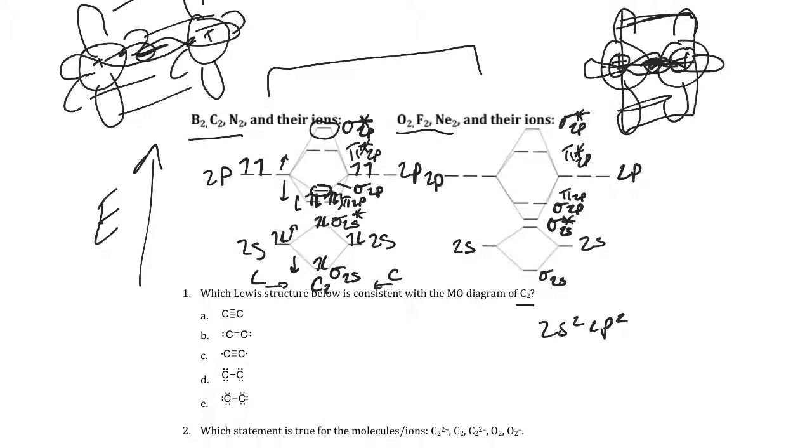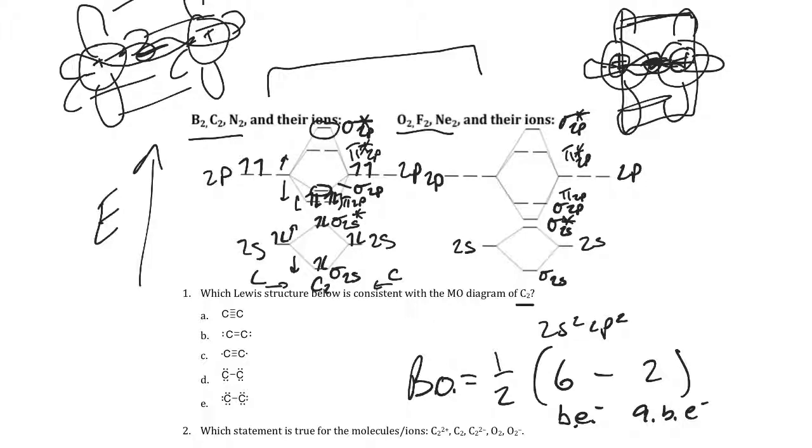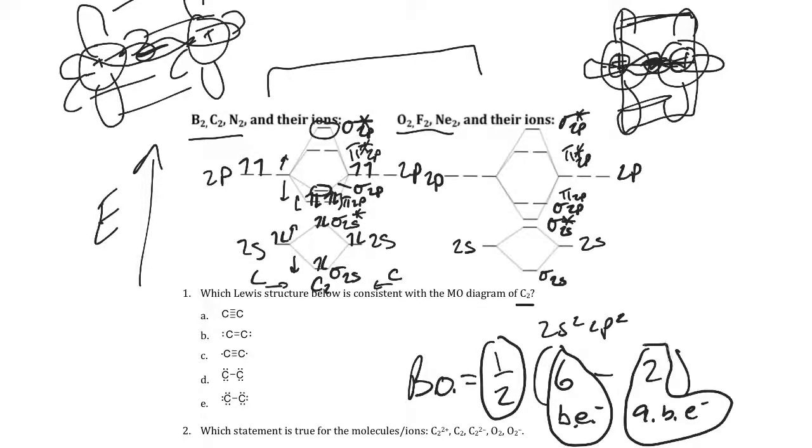And so C2 would look like, from the MO diagram, a molecule that has a total of 6 bonding electrons minus 2 anti-bonding electrons. So we have a total of 4 net bonding electrons. 4 net bonding electrons is a double bond. So what we're going to do is multiply this by a half to calculate our bond order. So our bond order is 1/2 times the number of bonding electrons minus the number of anti-bonding electrons.